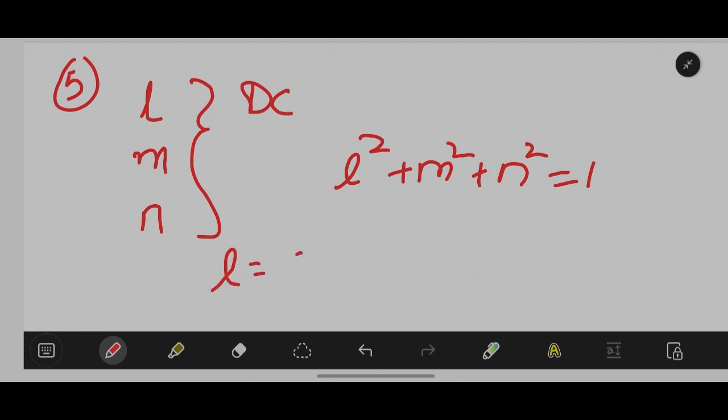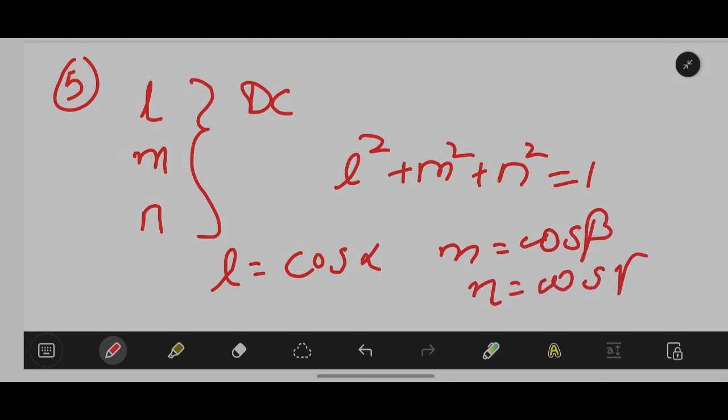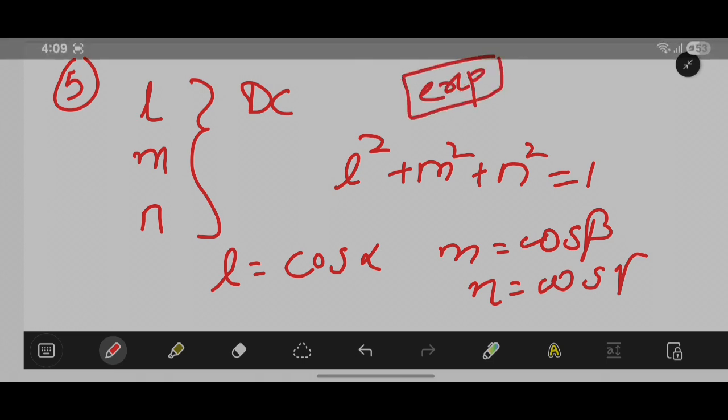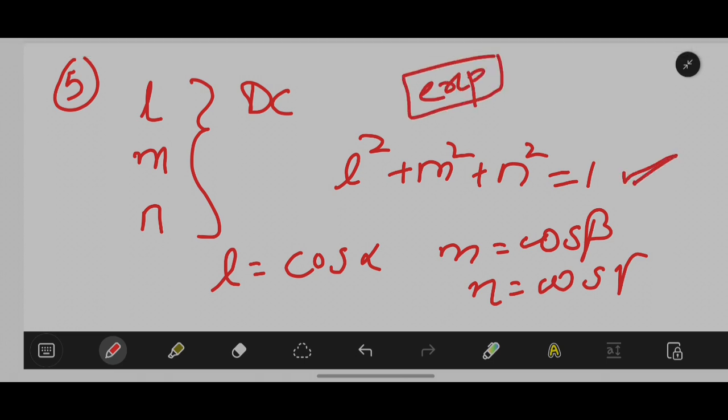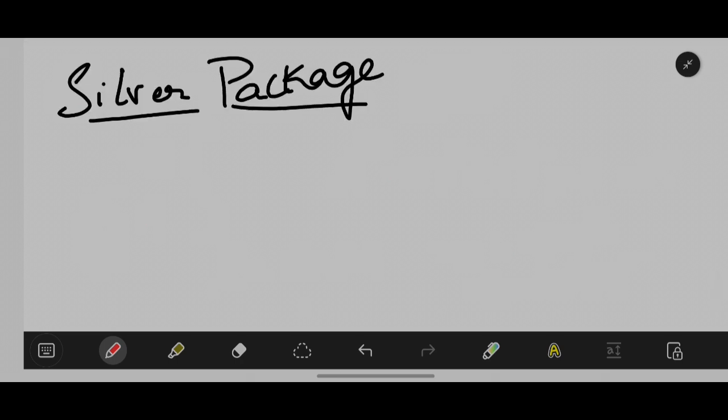Here l is nothing but cos alpha, m is nothing but cos beta, and n is nothing but cos gamma. These points are already discussed in explanation videos. So this is the correct relation between them, and mark the option B. So simply you can say it as cos square alpha plus cos square beta plus cos square gamma is equal to 1.